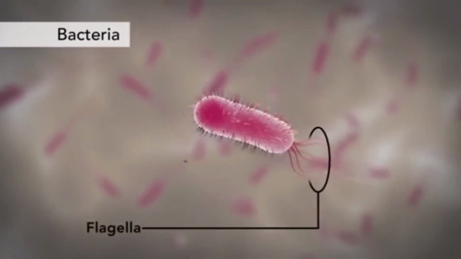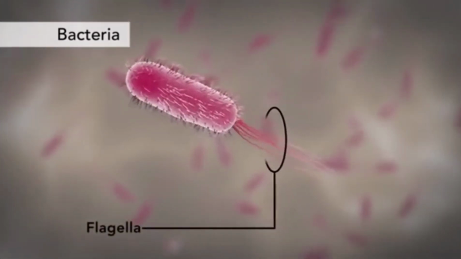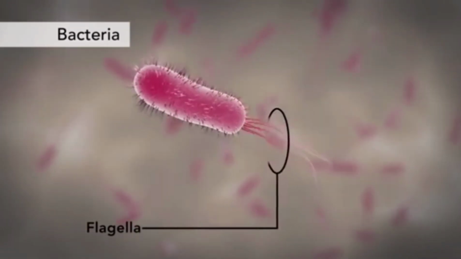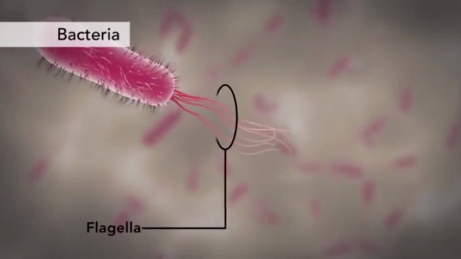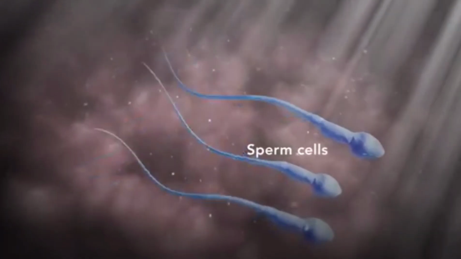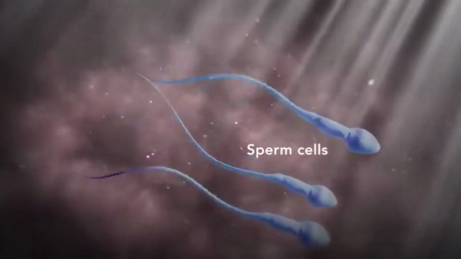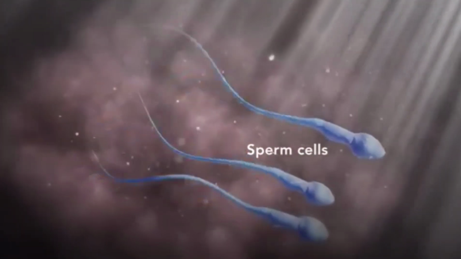Another unique feature in cells is the flagella. Some bacteria have flagella. A flagellum is like a little tail that helps the cell move or propel itself. The only human cell that has a flagellum is the sperm cell.